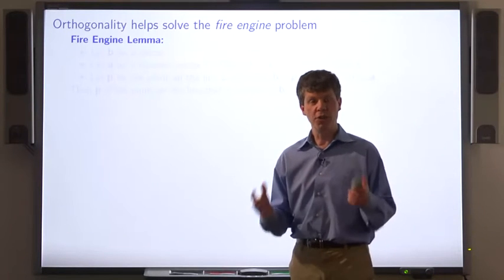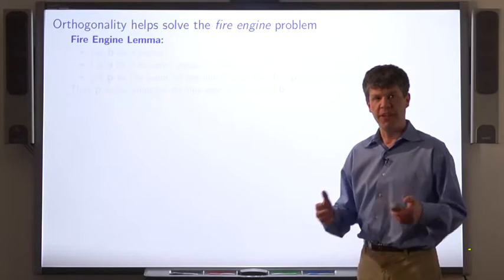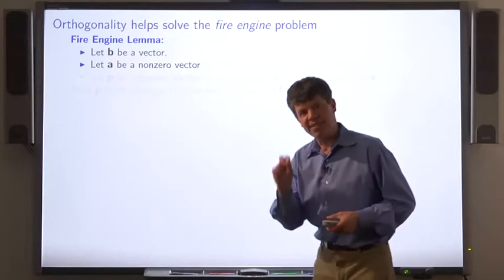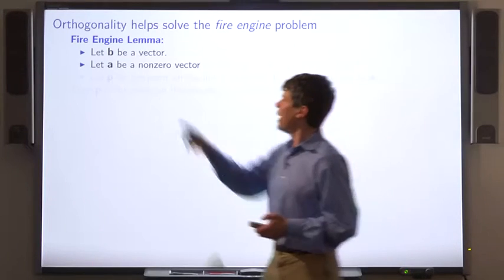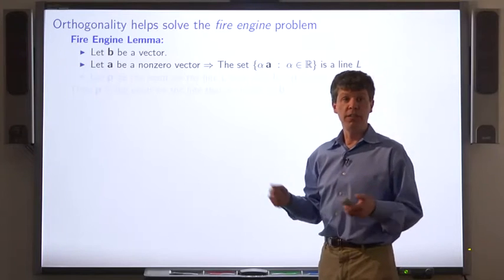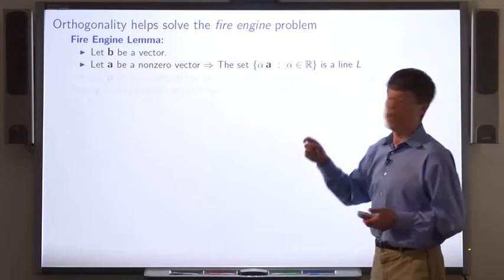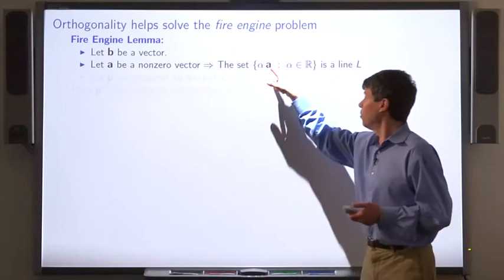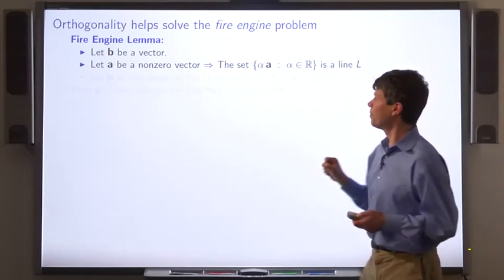Now we'll see how orthogonality can help solve the fire engine problem. We start with the vector B that represents the location of the burning house, and a vector A that gives us the line that the road goes along. So the line is the set of scalar multiples of the vector A.